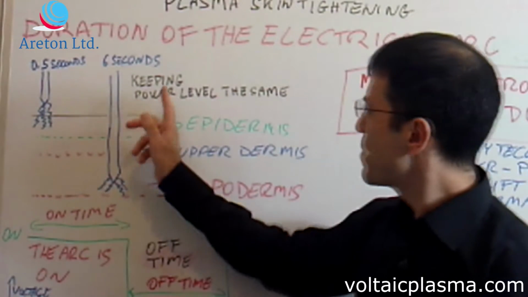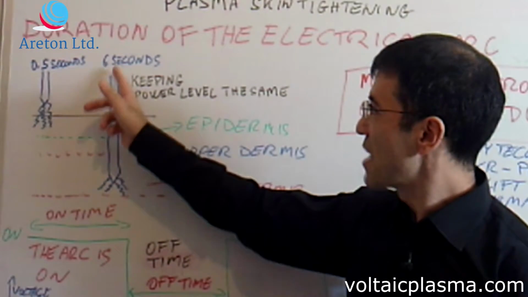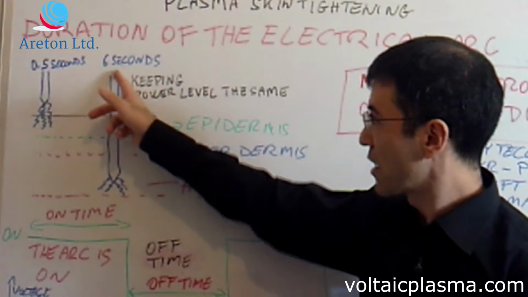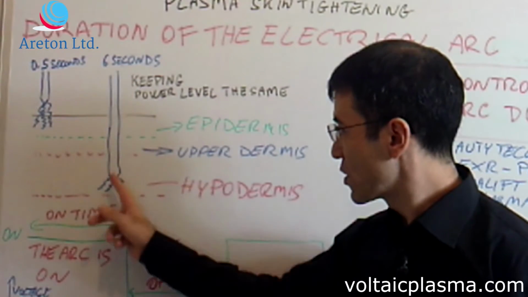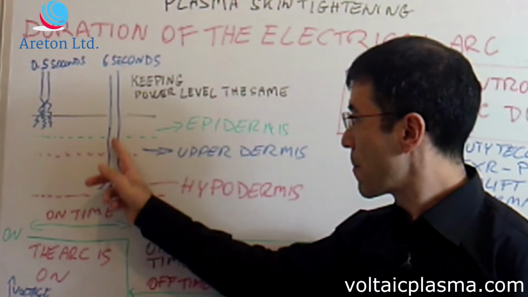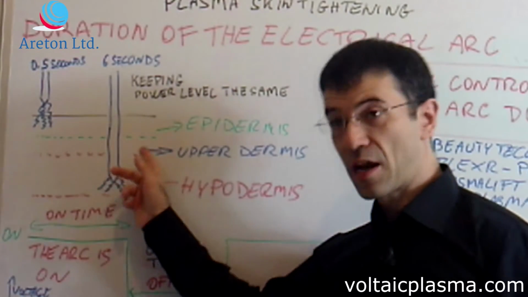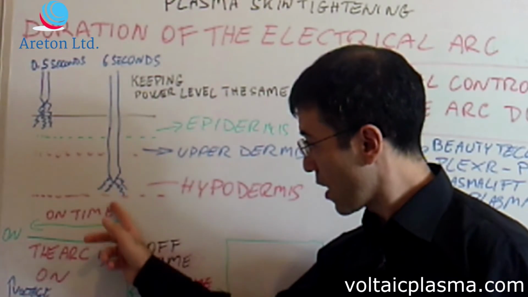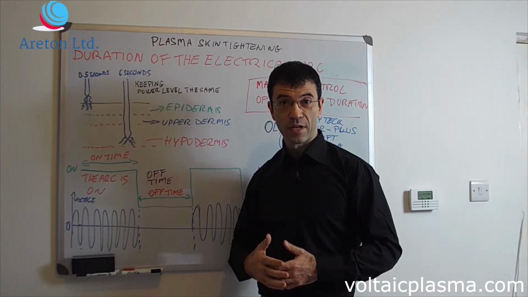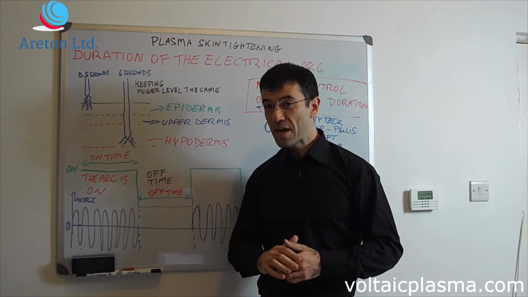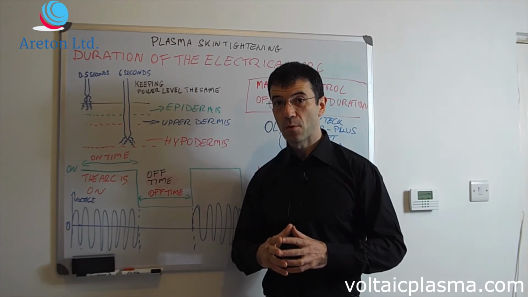Now, keeping the power level the same, we're going to increase the duration of the arc. And if we keep the arc on for long enough, we're going to cause an ablation inside not only the epidermis but also the upper dermis. And if we continue, we're going to go up to the bone if we need to do so. So this is a very important point that is actually not talked about by many people in this market.